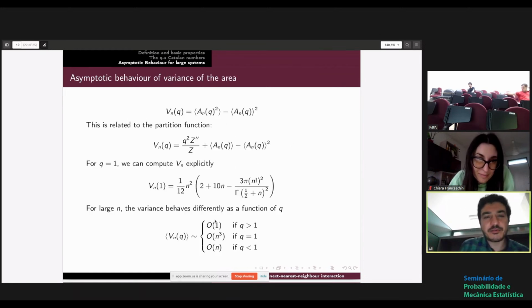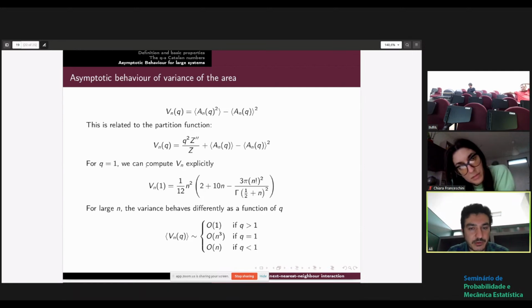Some other quantity which can be interesting is the variance of the area. It's defined like that, and you can relate it to the partition function and the other quantity in this manner. For Q equals 1, you can compute this expression explicitly. I found this.